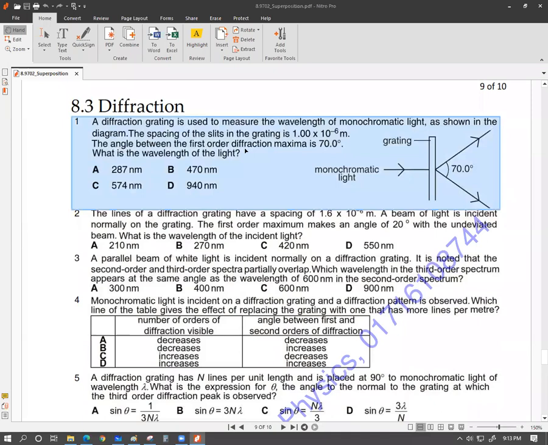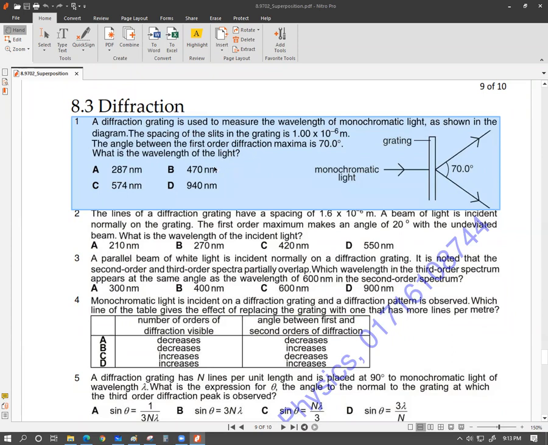A diffraction grating is used to measure the wavelength of a monochromatic light as shown in the diagram. The spacing of the slits up to the grating is 1 into 10 to the power minus 6 meters. So in this case, they have already given us the d value in meter, not in lines per centimeter. In other cases, you might have it in lines per centimeter. The question says the angle between the first order diffraction maxima is 70 degrees. Have a look. This is the angle, total angle between two of the first order maxima. What is the wavelength of light?